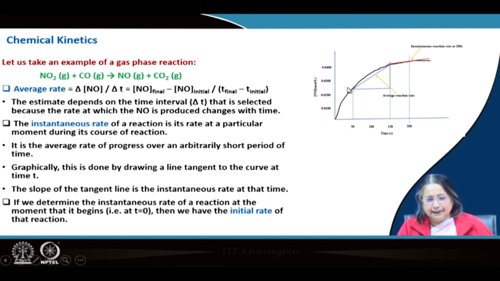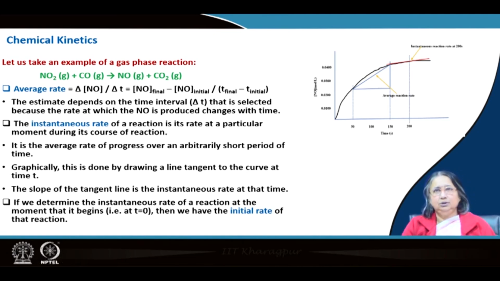The time difference is 100 seconds, right, and for the concentration difference you have to draw the perpendicular on the y axis, from here also on the y axis. So, this is the difference of the concentration. This one by this one will be the slope of the line that is joined between these two times. So, the slope will give you the average rate or average speed.